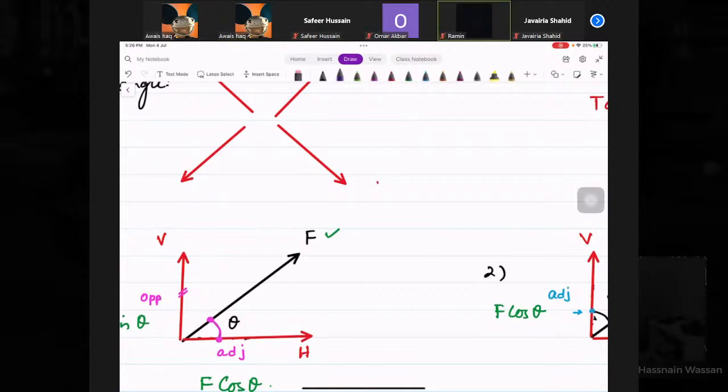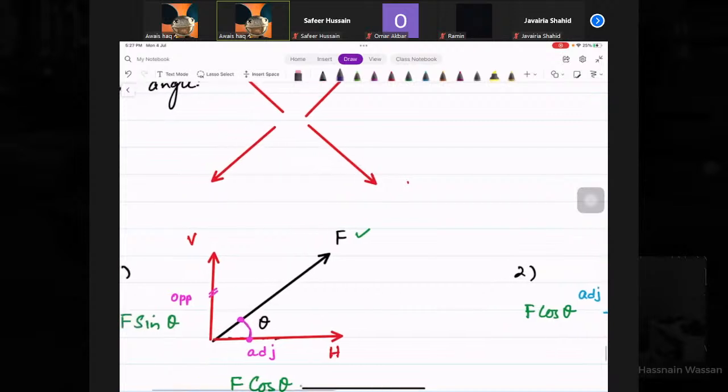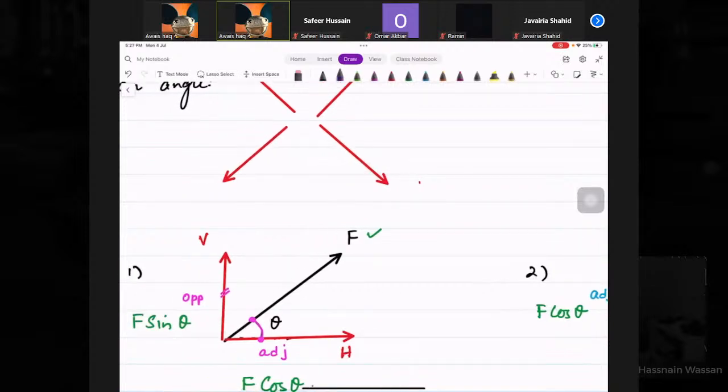If you look at the angle, it basically touches 2 vectors, the original one and one of the components. Currently, it's horizontal. So whichever component it touches, that is the adjacent one. And the one it doesn't touch, that is the opposite one. Is it clear?